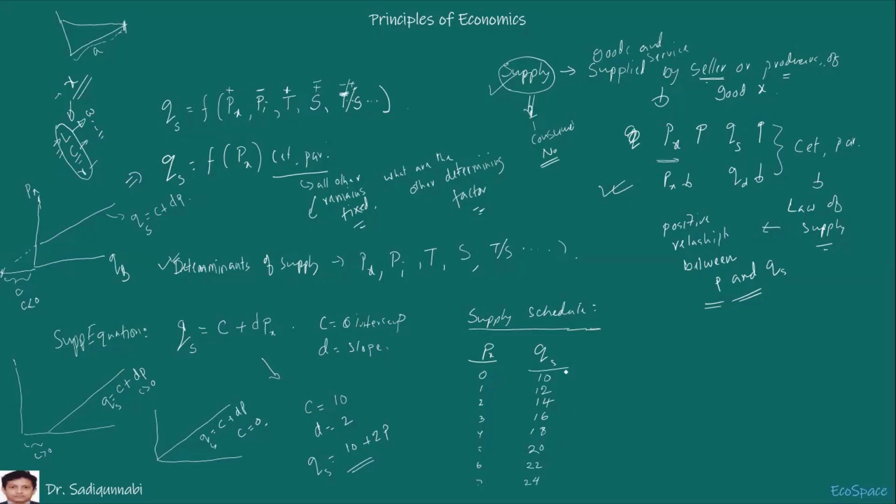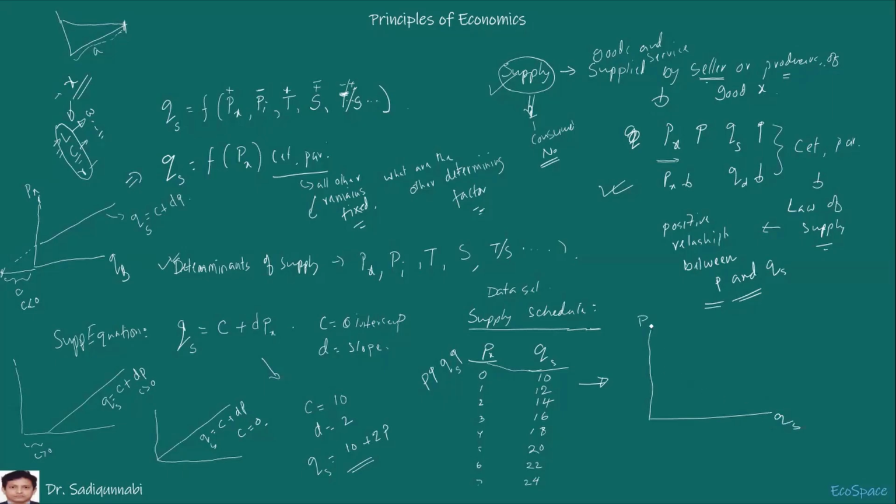So do you see in this schedule or data set the law of supply here? That means P increase means Q also increase. So 10, 12, 14, 16, 18, 20, 22, 24. These are all increasing as P also increases. So can you convert this into a graph? Very easy. P, Q.